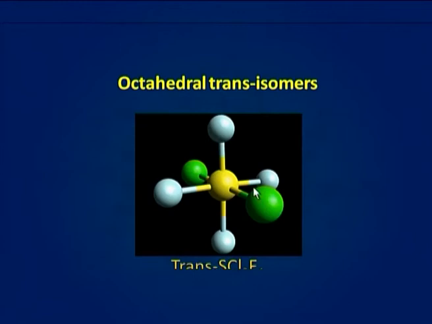Here is the trans isomer for SCl2F4. This isomer is a trans isomer because the chlorine ligands are on the opposite sides and the bond angle between the chlorine atoms is 180 degrees. All other isomers are essentially just rotations of these two isomers.